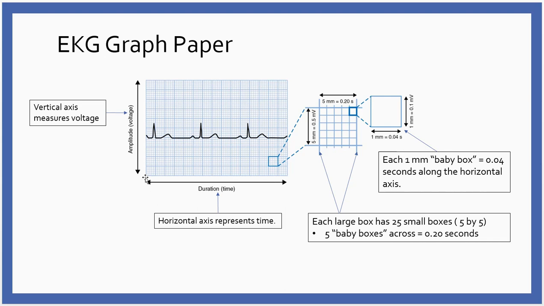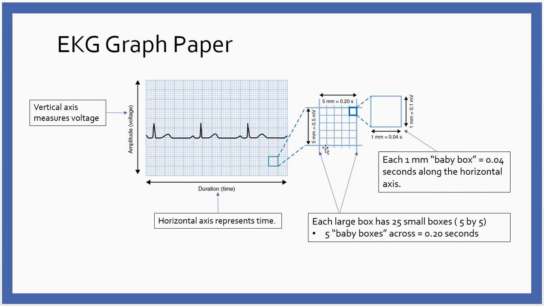When we look at these little boxes, the teeniest, tiniest little boxes that are here, I call baby boxes. So this little itty bitty teensy tiny thing here is the baby box. And you'll notice that there's 5 by 5, so 25 baby boxes in this bigger outlined box. That's what's shown here. It's blown up here. So this is my baby box, and it's a little 1 millimeter box, 1 millimeter square.